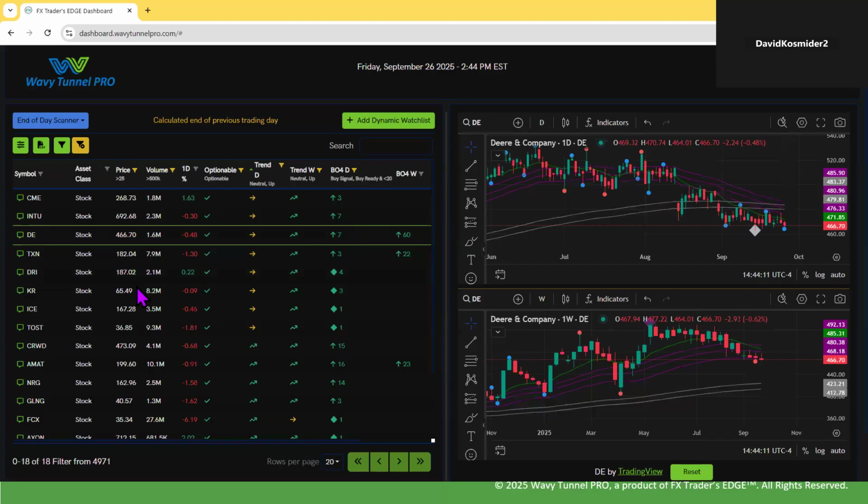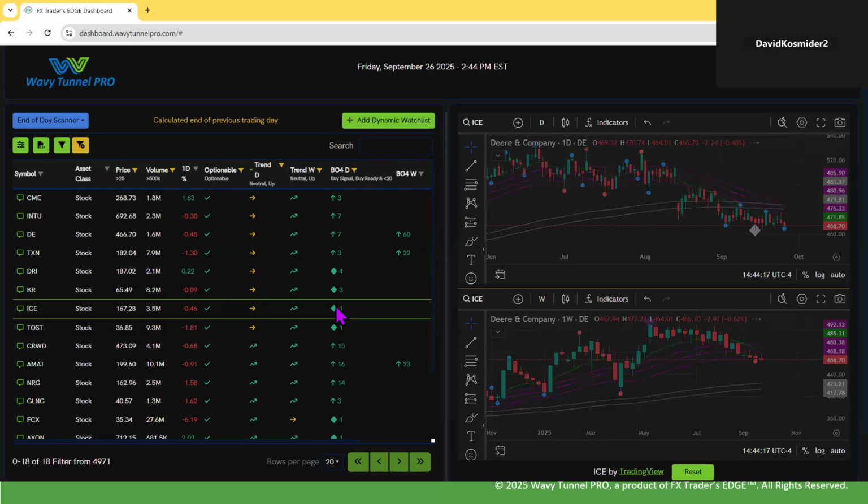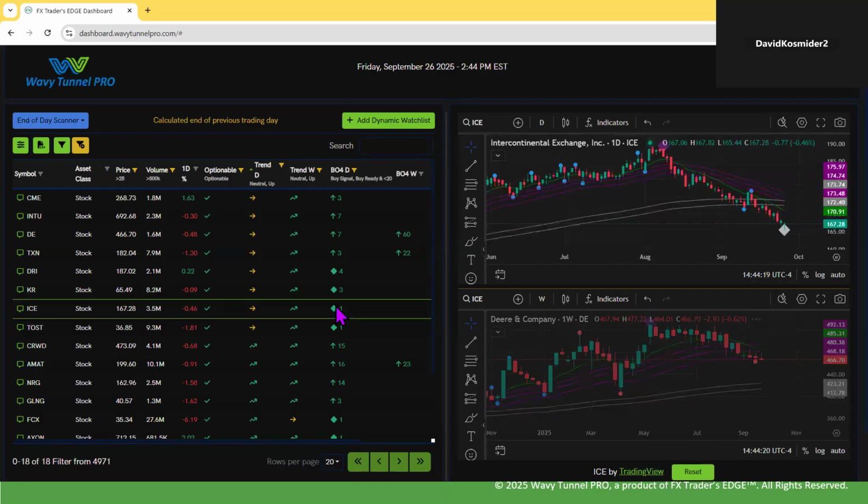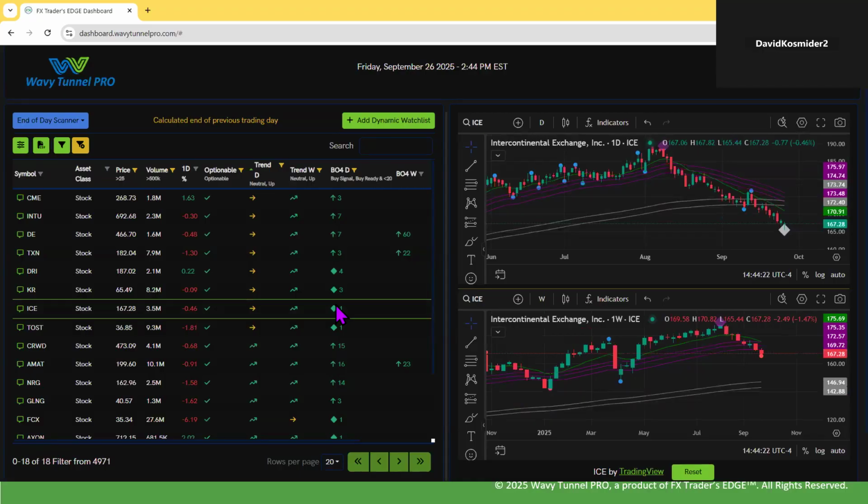Now let's look at one of the diamonds. I want to show you that it's one diamond. So the diamonds are the breakout readies, when we just have the symbol. The up arrow is when we have the breakout signal, when price is already closing above the filter. So this is just setting up right now.